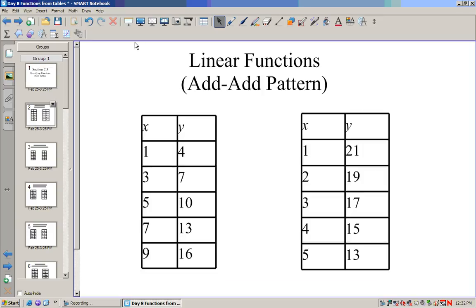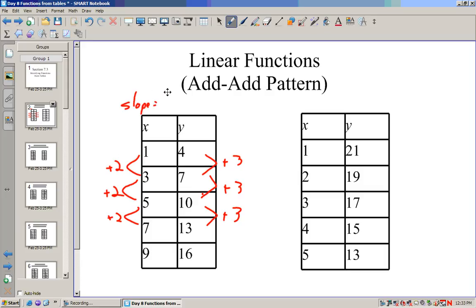Now if we have a linear function, they're going to have an add-add pattern. So if you look here, if I add 2 each time, I should consistently add the same number. On this side, I'm adding 3. So for every 3 I go up in y, I'm going to go 2 over in x. And hopefully everybody knows you can find the slope by just dividing those two numbers. So 3 over 2 is going to be our slope.